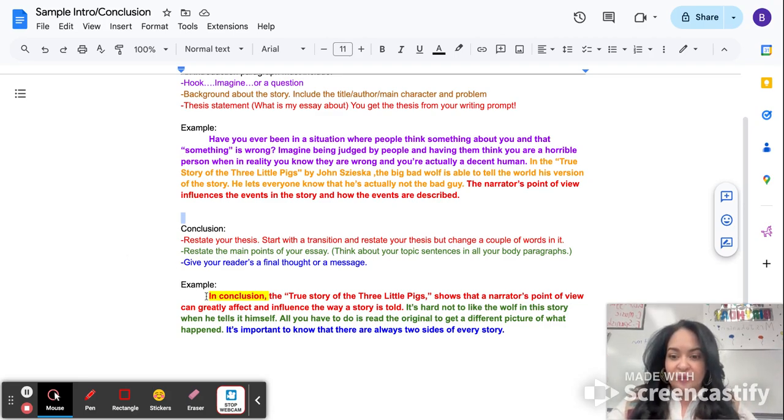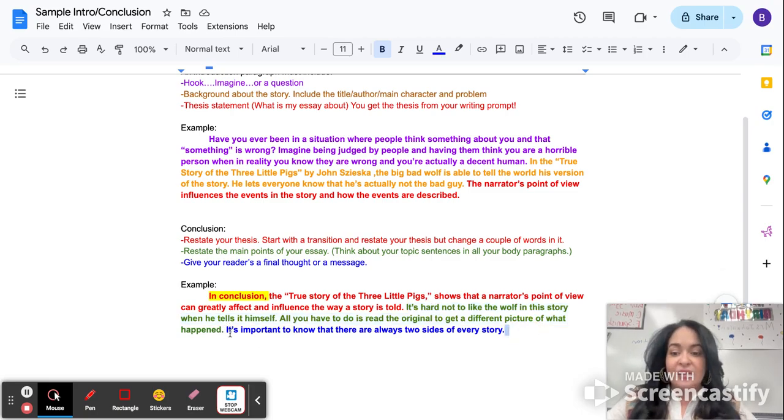So I wrote in mine, in conclusion, the true story of the Three Little Pigs shows that a narrator's point of view can greatly affect and influence the way a story is told. Then after that, I'm restating the main points of my essay. Think about the topic sentences of your body paragraphs, right? So my main points in my essay were that it's hard not to like the wolf in the story when he tells it himself. All you have to do is read the original to get a different picture of what's happened.